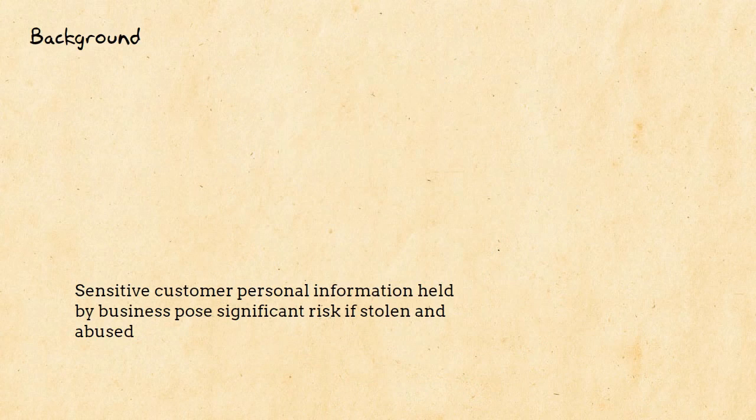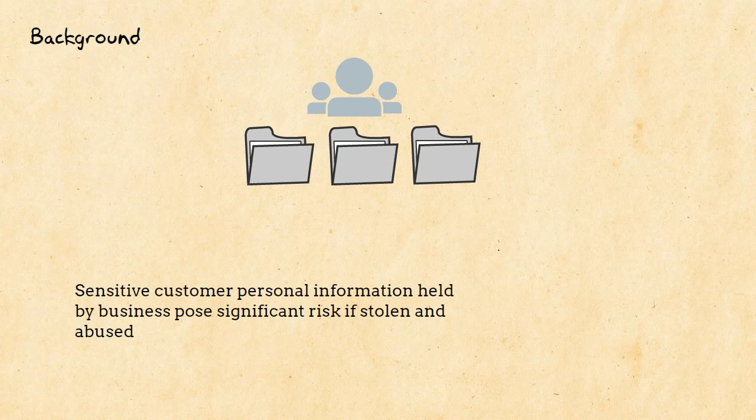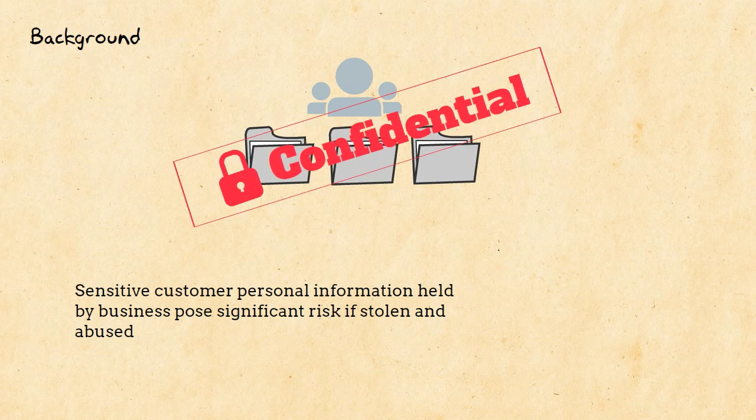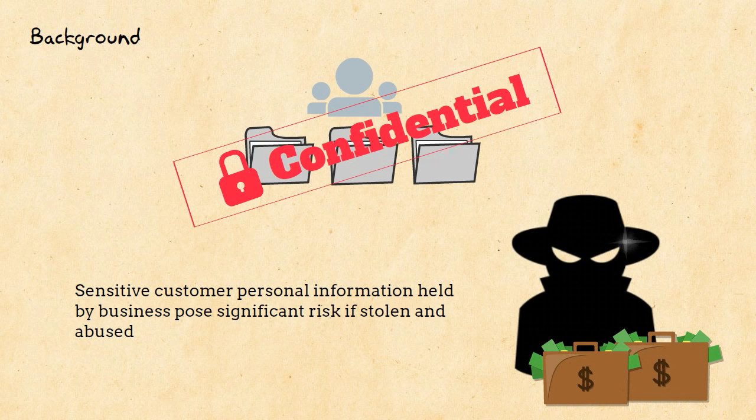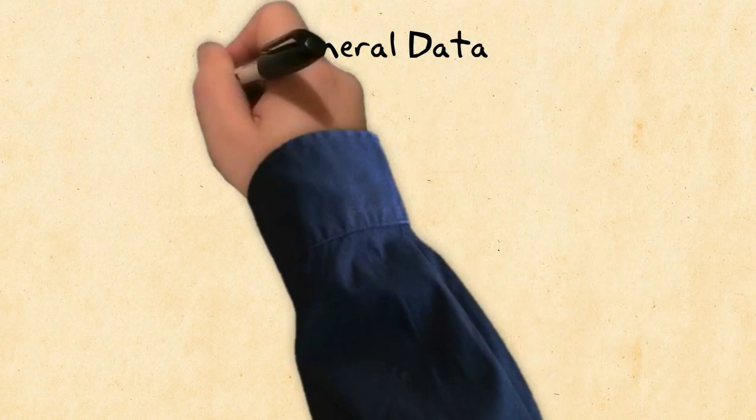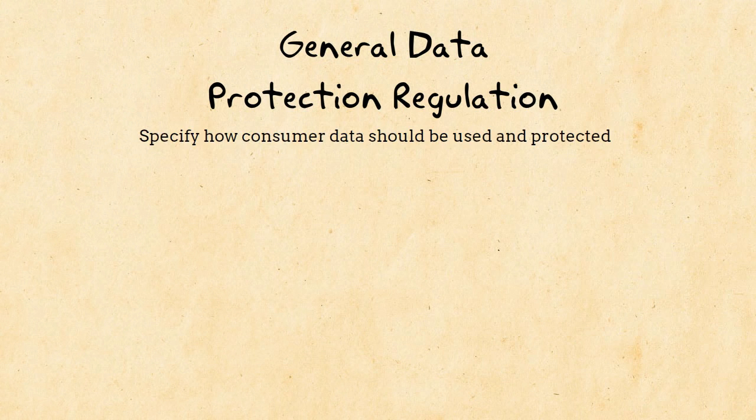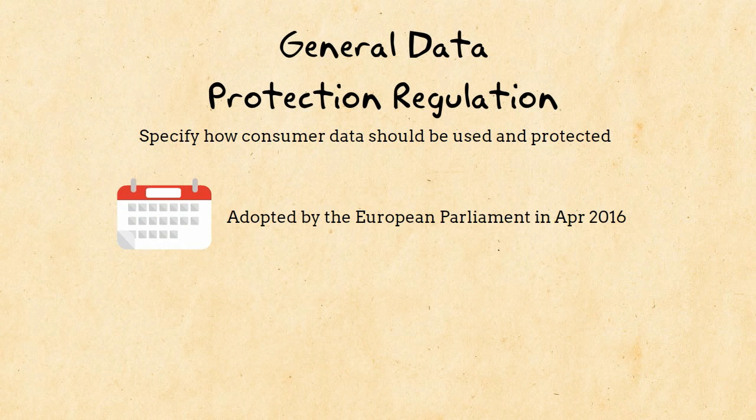As the economy becomes increasingly digitized, many companies hold highly sensitive customer personal information. They also obtain information from various sources to study customer behavior. Data is associated with significant risk if it's stolen and abused. Therefore, the General Data Protection Regulation was introduced to specify how customer data should be used and protected.